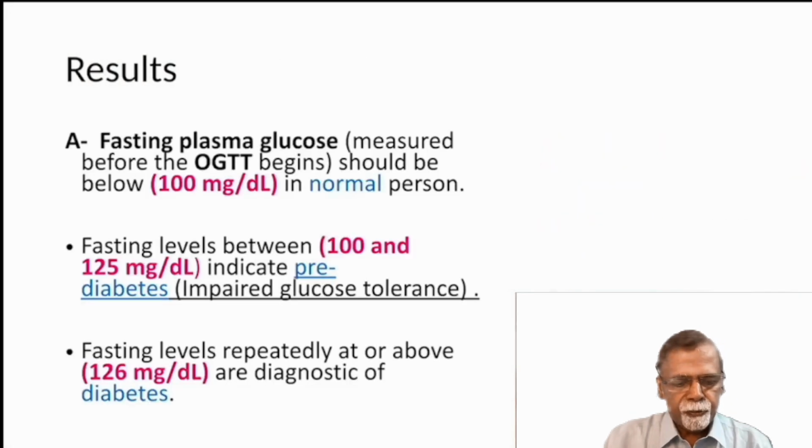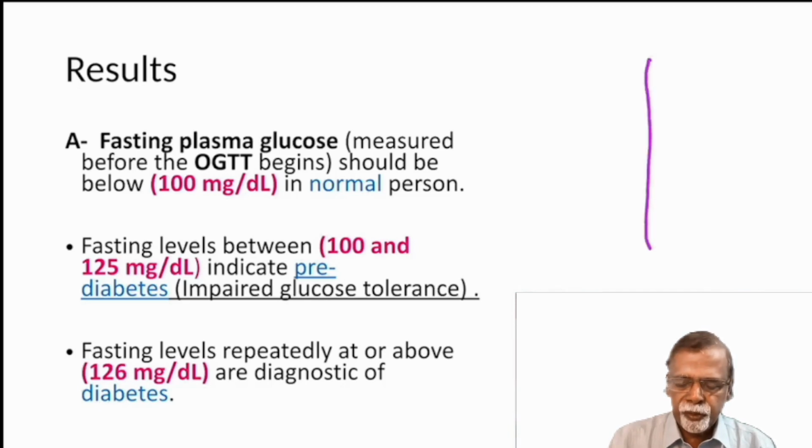Okay. Now we go into the results. As we know, the blood sugar is maintained in a narrow range. That is, the normal sugar range is very narrow. Normal is usually 70 to 100 milligram. This is the normal range.